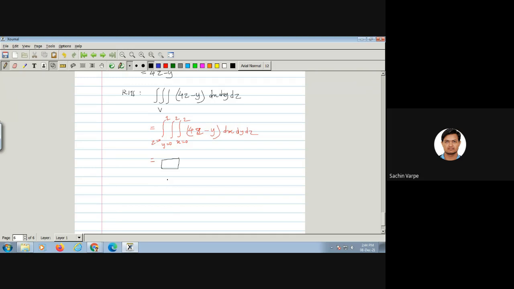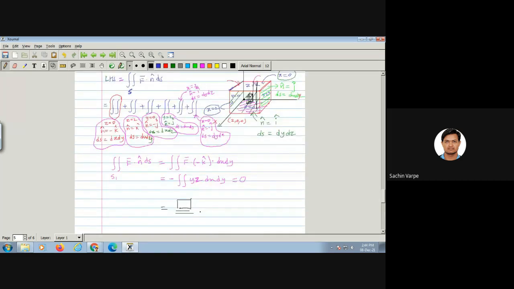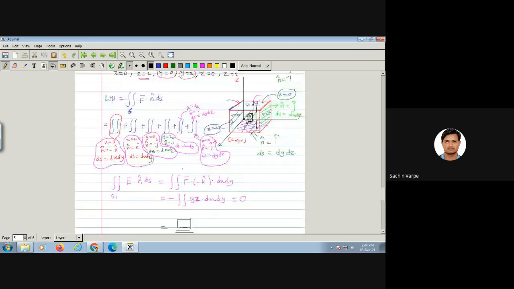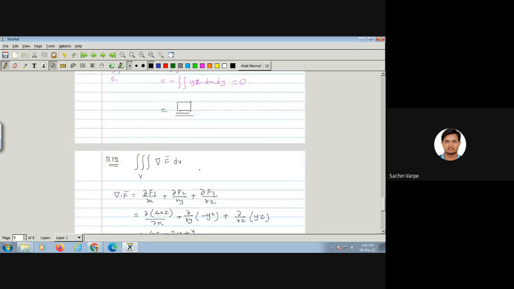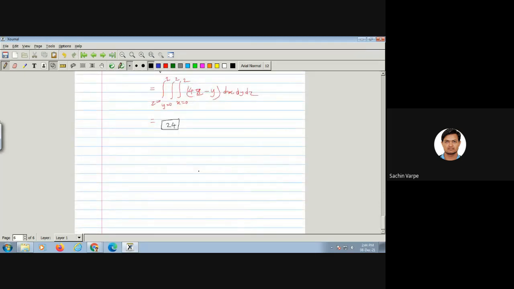Is it clear to everyone? Hello. Yes, sir. So the answer is 24 as the right hand side. You just verify it with the left hand side, that is the 6 surface integrals. If you have a doubt, you can ask your doubts while calculating the surface integral.